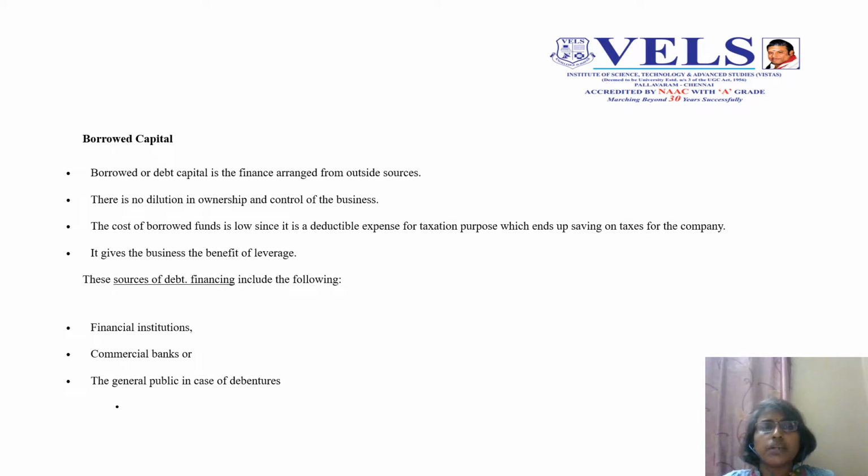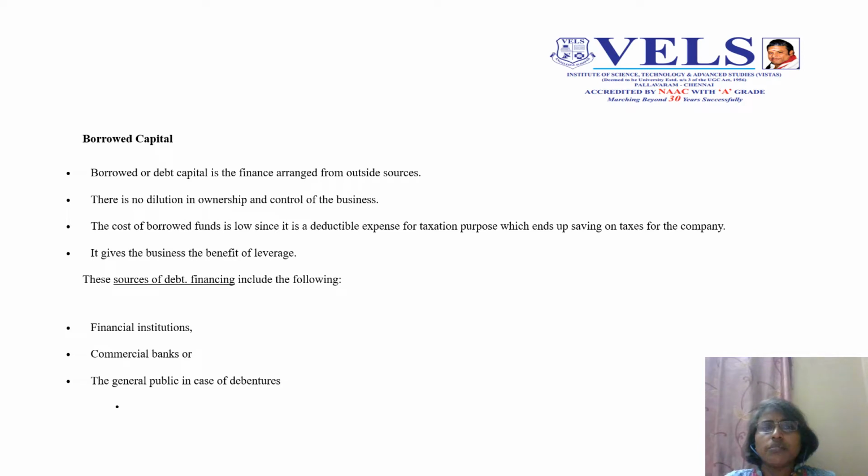The next one is borrowed capital. Borrowed capital is nothing but a debt capital which comes from outsiders, so all the external sources of finance. Here there is no dilution of ownership. In the case of owned capital or equity, the ownership will be diluted. For example, if there are 10,000 shareholders in a company, this year the company can pay the dividend only to the shareholders available in the company. Next year, if the company issues additional equity shares, the ownership gets diluted and they need to pay more dividend to the shareholders. Whereas in the case of borrowed capital, there is no ownership dilution.